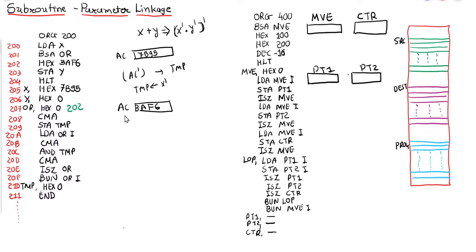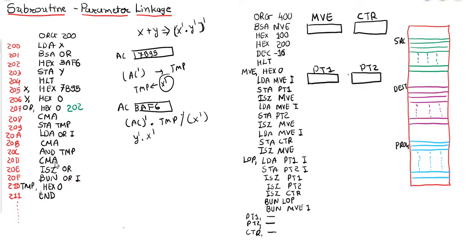Next is complement, so SE will be complemented. Next STA temp. Then AND temp. So in temp we have the value X dash. In SE currently we have the variable Y, so Y dash. Then AND will be performed, SE and TMP. TMP is nothing but X dash. So Y dash . X dash, that operation will be performed.